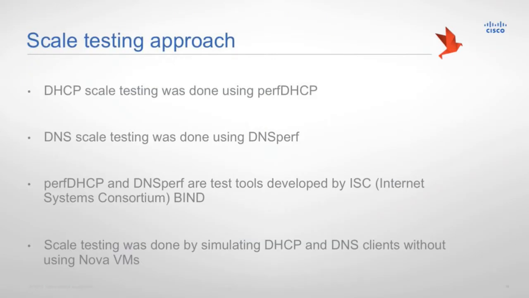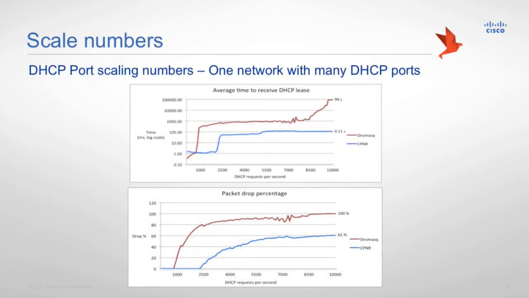I'm almost at the end. So the scale testing was pretty challenging. We couldn't use Nova to send a lot of DHCP packets, so we ended up using open source tools to simulate what Nova does. We used tools called PerfDHCP and DNSPerf to simulate DHCP and DNS clients. We were able to scale up to 10,000 clients and almost 2 million packets per scale test.